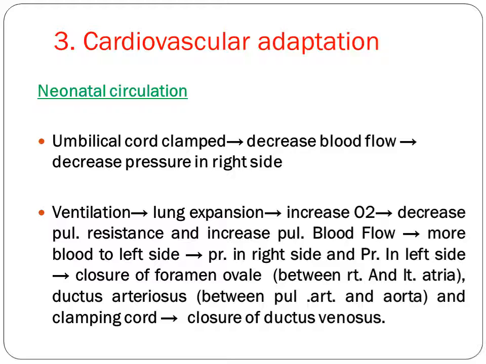Also, the ductus arteriosus, which is between the pulmonary artery and aorta, will be closed, and clamping of the cord will lead to closure of the ductus venosus. So all these structures will be closed and fibrosed and turn into ligaments.